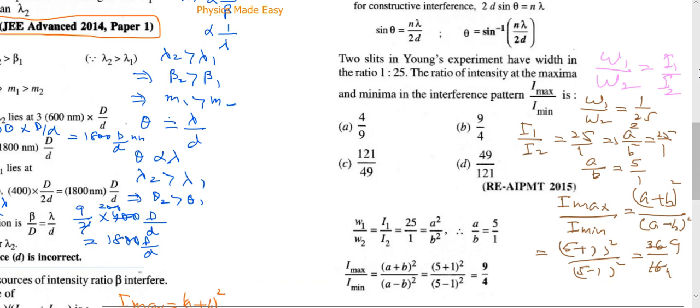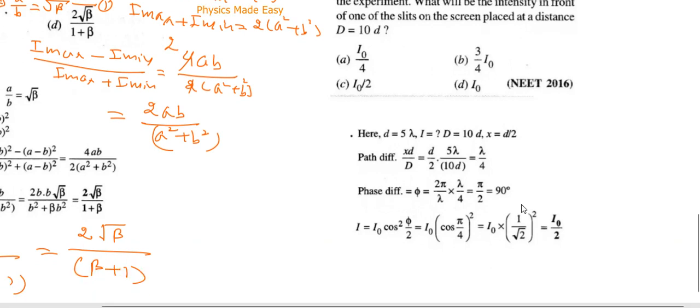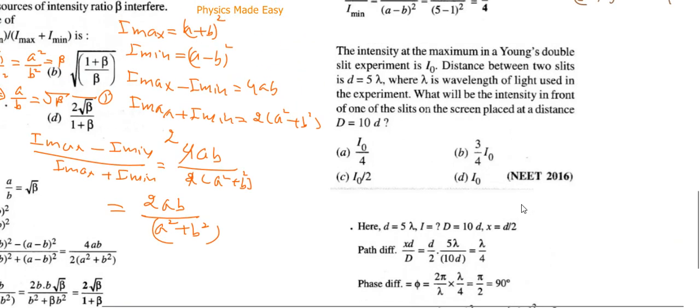Even some of the outstanding students did one mistake. They took W1 by W2 to be equal to A by B. Actually, it is A square by B square. Very easy problem, but a bit dicey. Now the next question again. You just need to know the basic formula of path difference and phase difference, nothing else in this question.